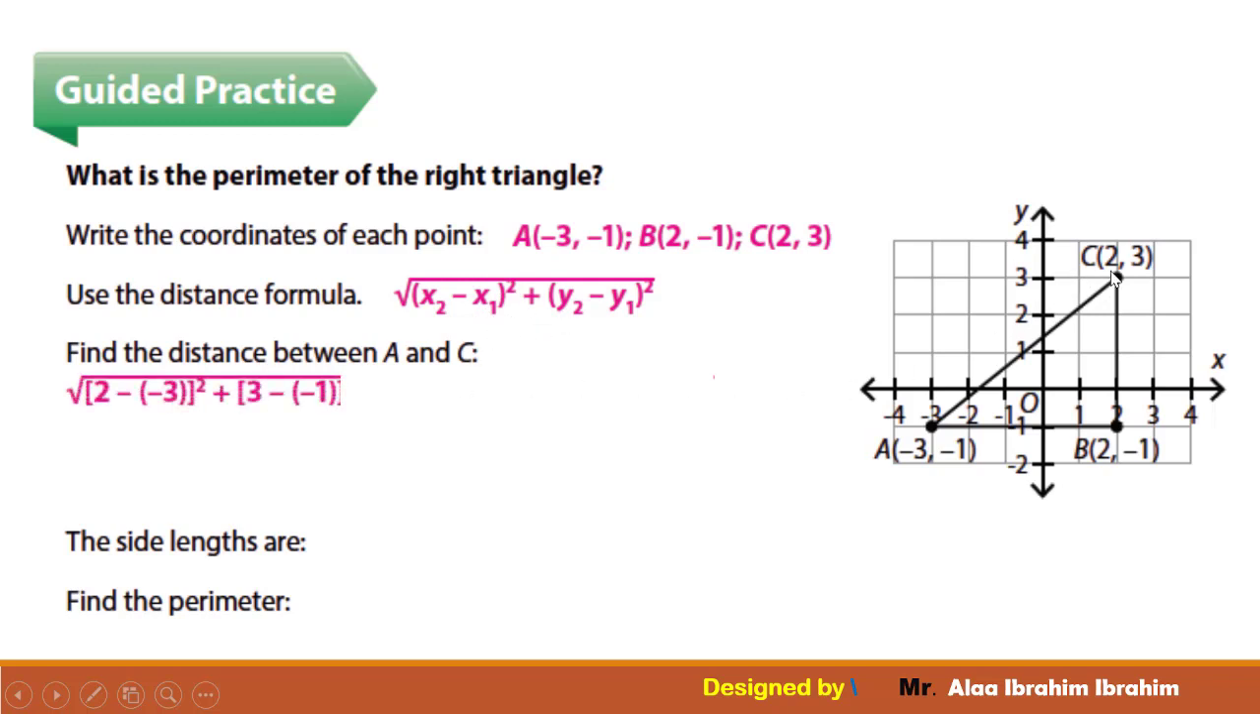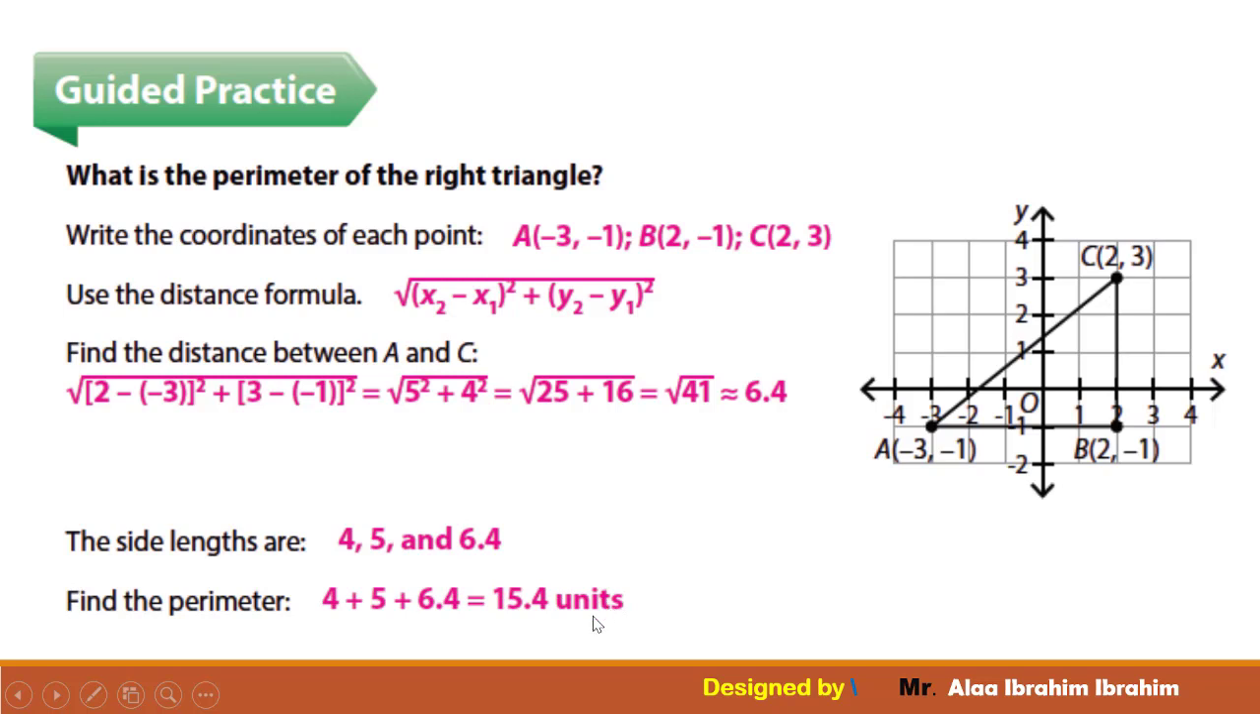Then I replace these points: 2 minus negative 1, so 2 minus negative 3, sorry, and 3 minus negative 1. Finally, I bring my result to this form, so 41. Finally, 6.4. So my first answer was 4, 5, 6.4. So the side lengths are 4, 5, 6.4. Then the perimeter, adding them, will be 15.4.